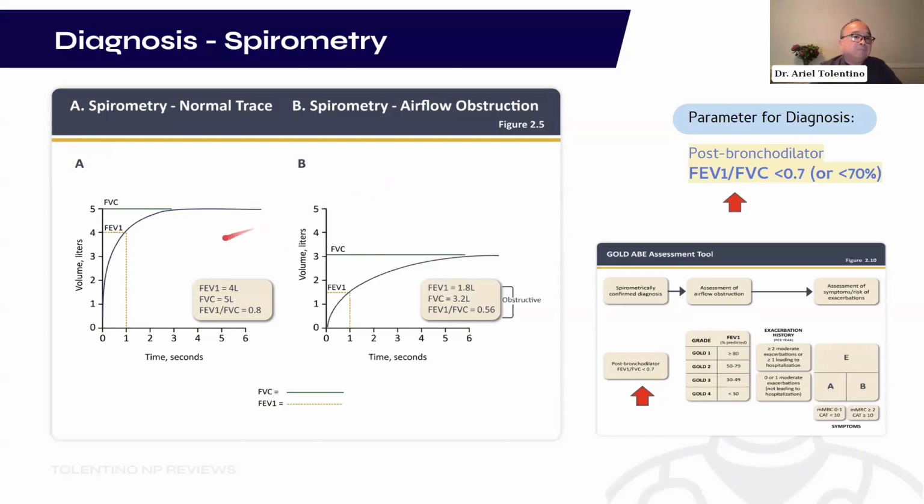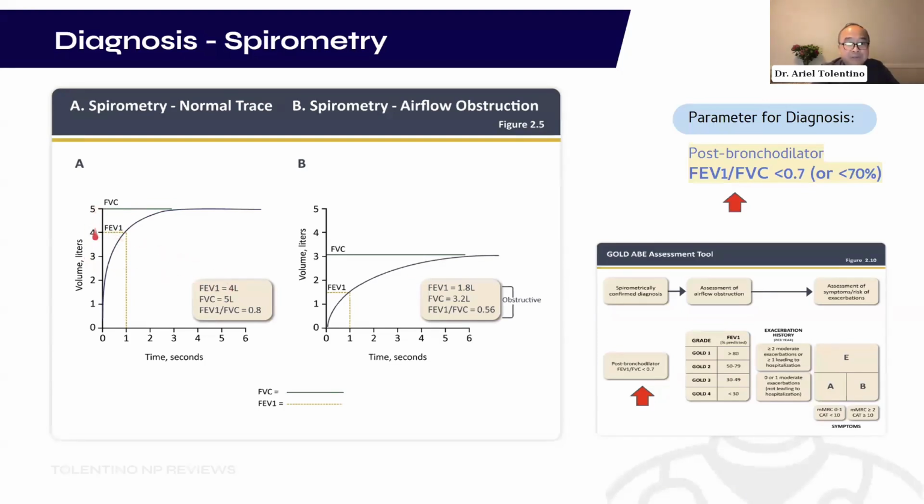Okay. Now, with the normal tracing, we need to know two values: your FVC, your forced vital capacity. Again, that is the amount of air or the volume of air that can be exhaled after full inspiration. It has an assigned value of 5 in this example. So that would be 5 liters. And the FEV1 is your forced expiratory volume, and it has an assigned value of 4.